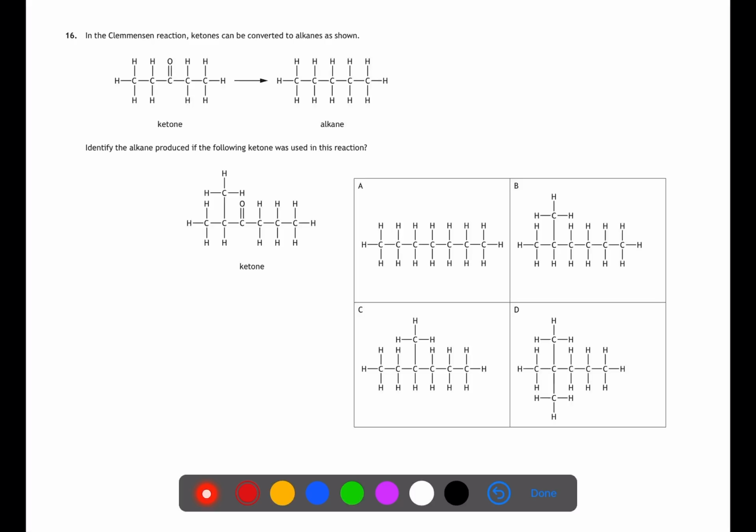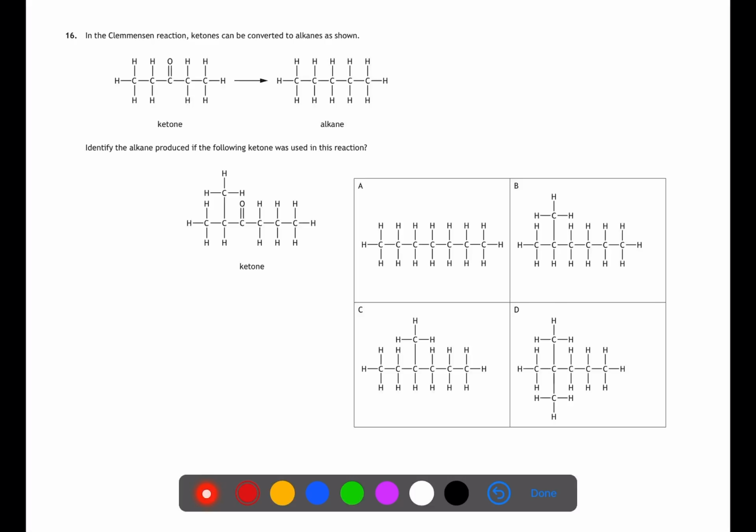Question 16. In the Clemmensen reaction, ketones can be converted into alkanes as shown. A ketone is a substance which has a C double bond O somewhere within the chain. We can turn this into an alkane using this reaction. Identify the alkane produced if the following ketone was used in this reaction. What we need to do here is compare this structure to the structures given, also using this reaction to help us. What we can see is that where we have the C double bond O, this is replaced with the 2 hydrogens here within the alkane structure.